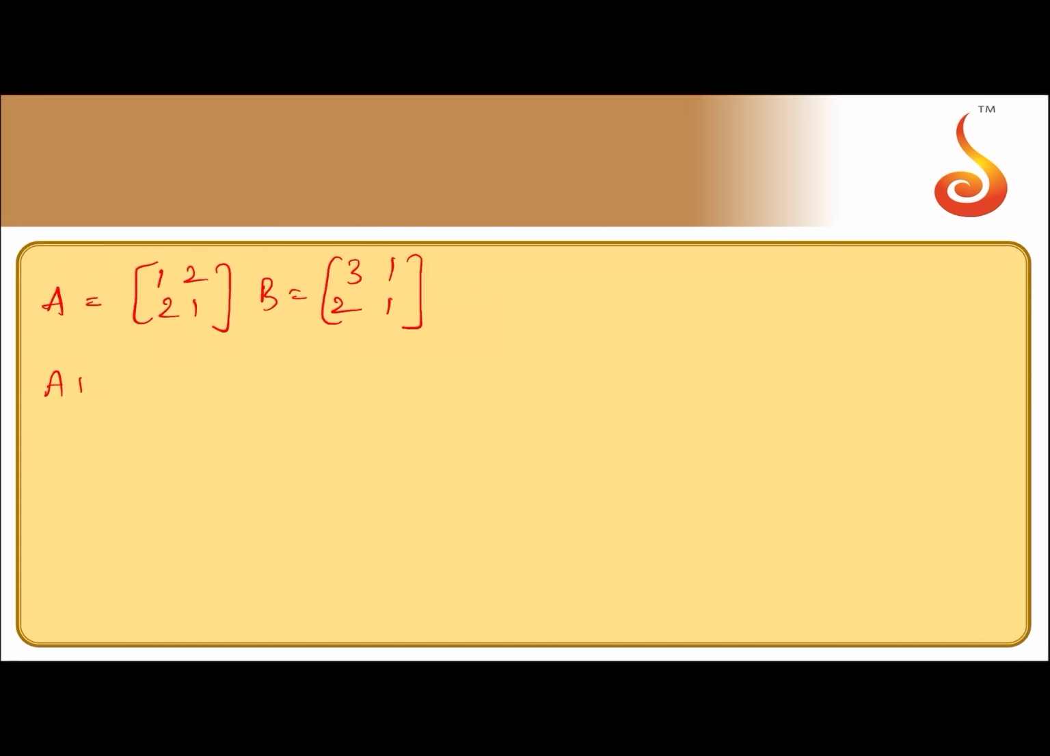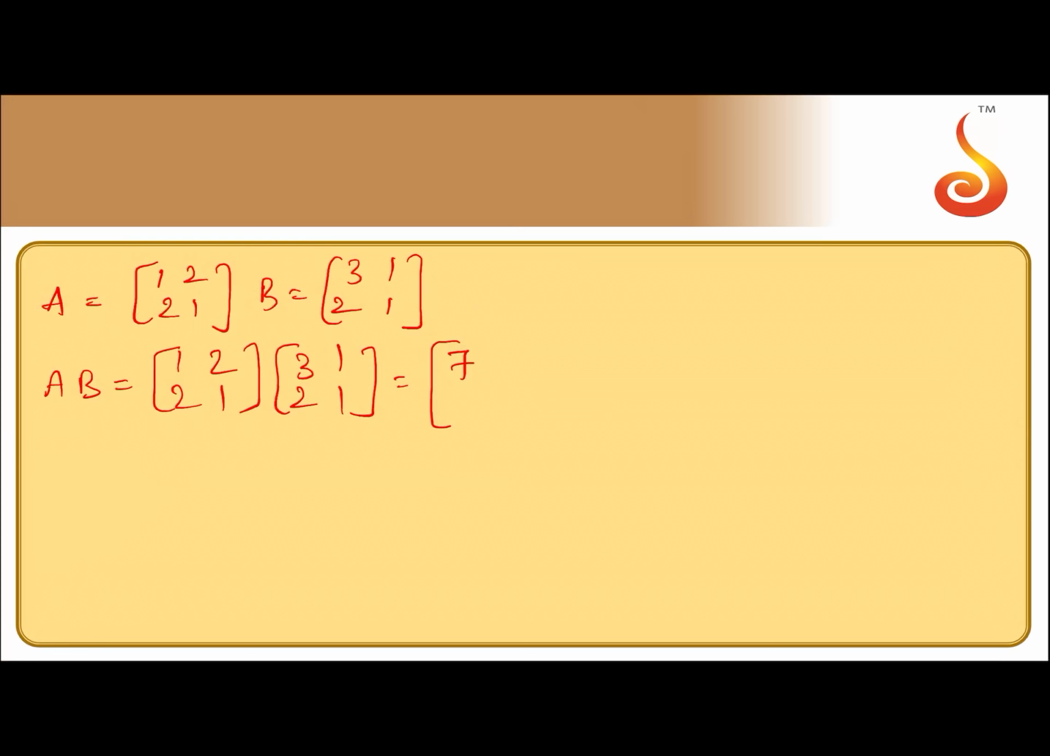Let me take up the product of the two matrices A and B. So, [1, 2; 2, 1] multiplied by [3, 1; 2, 1]. The product is a 2 by 2 matrix. You'll be getting first row, first column, 3 plus 4, 7.